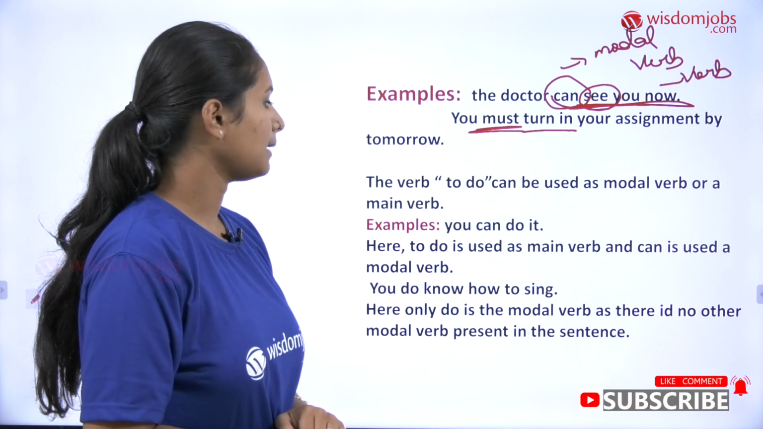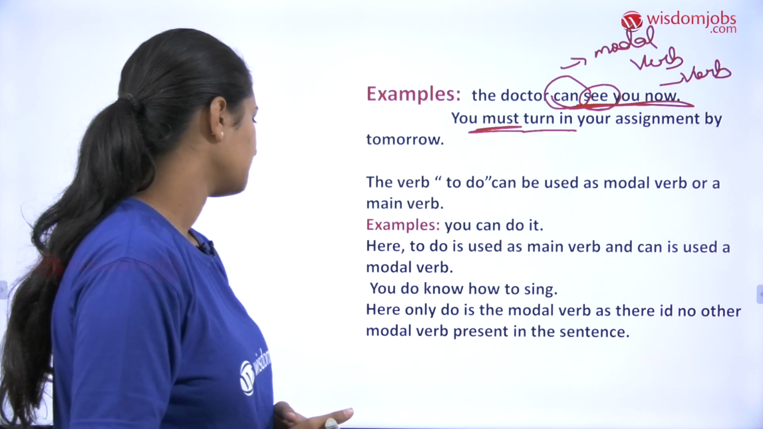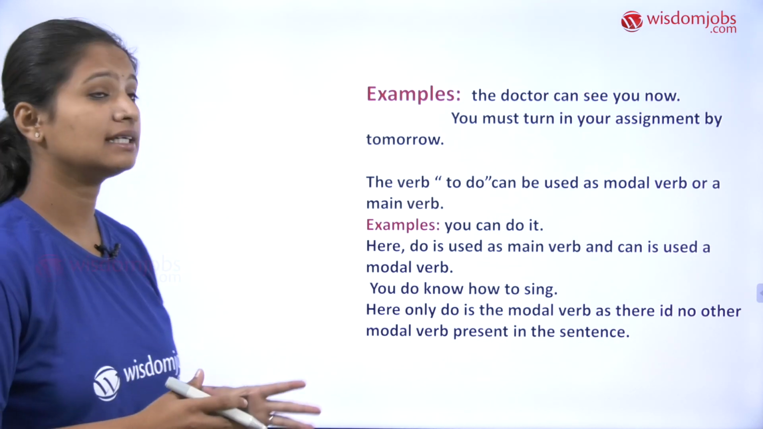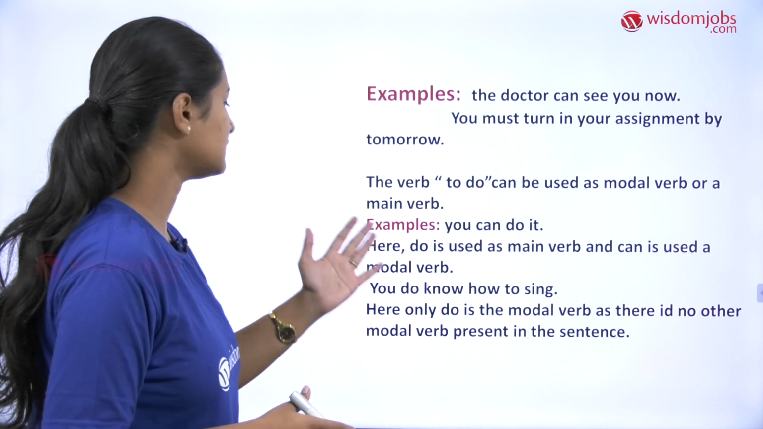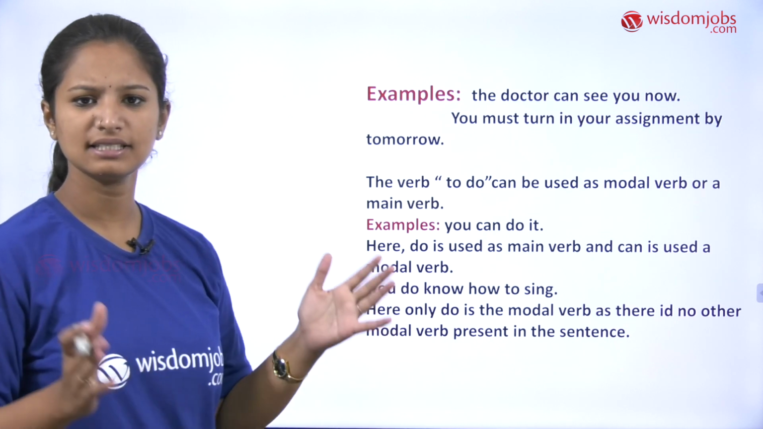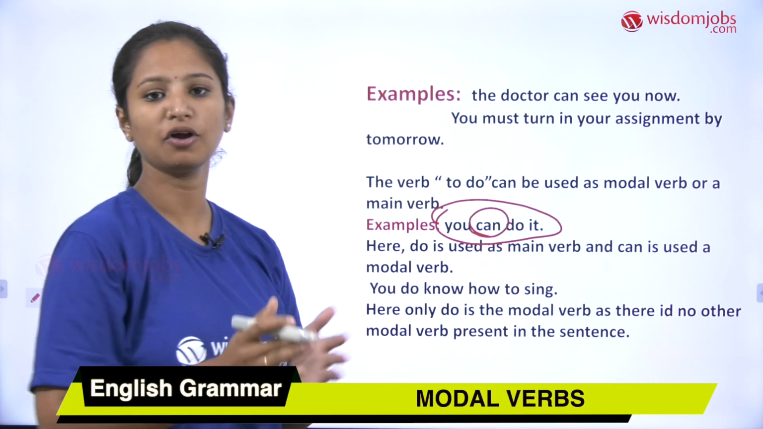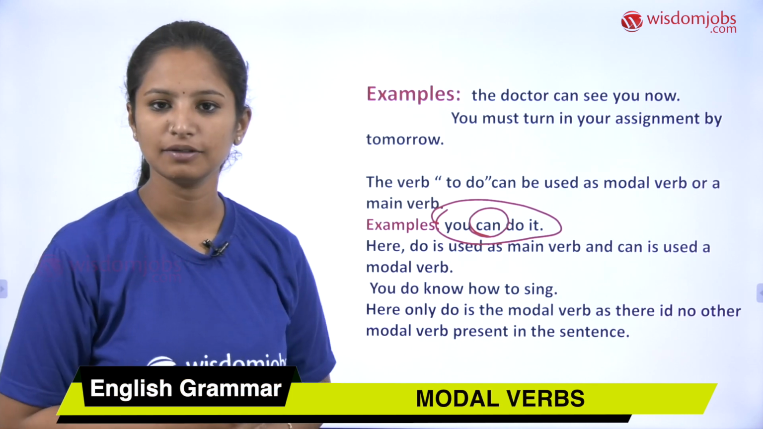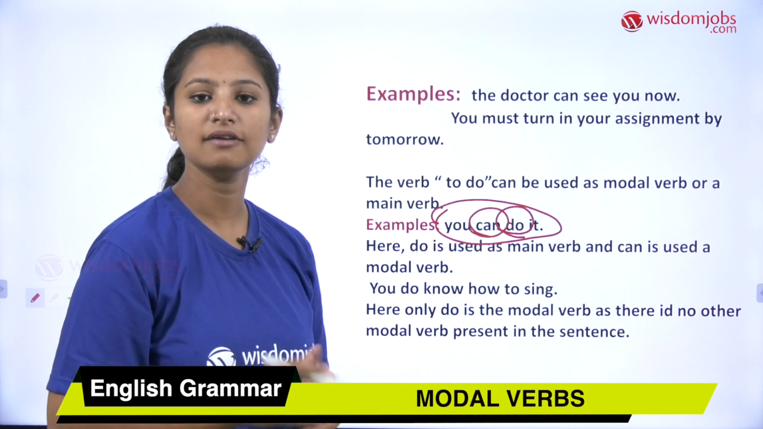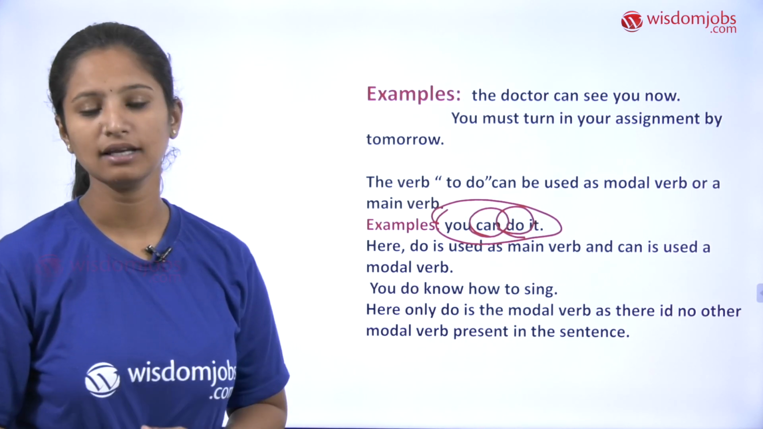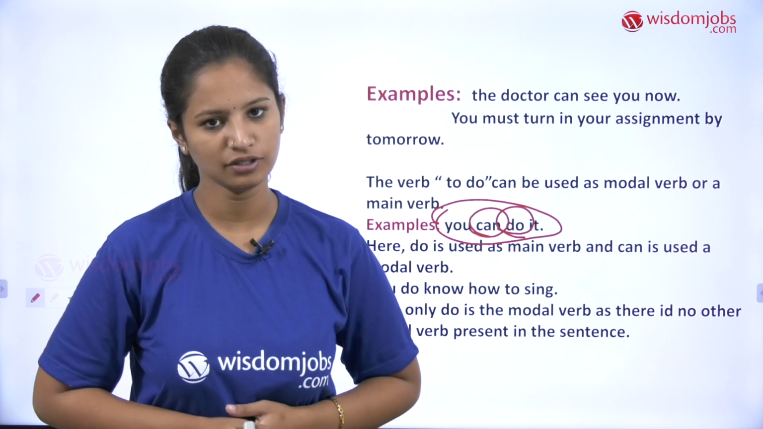The verb to do can be used as a modal verb or a main verb. Let us see various examples of how a modal verb helps the main verb. You can do it. In this simple sentence, can plays the role of a modal verb, and do is the verb. Where the main verb is do and the modal verb is can, the modal verb helps the main verb to form a very meaningful sentence.